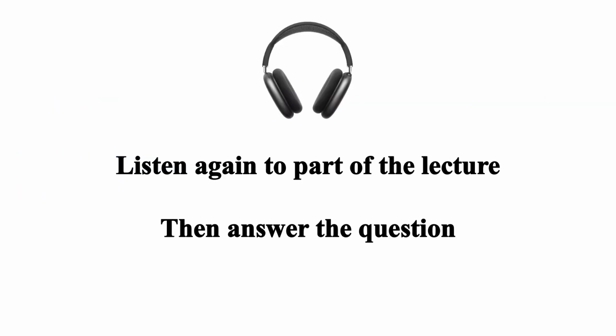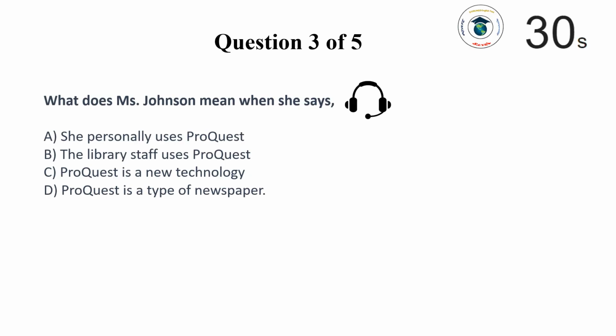Listen again to part of the lecture. Then answer the question. Yep, it's easy. We use something called ProQuest. It has lots of newspapers and magazines. We can type in your keywords and pick a date range. Let's go check it out. What does Ms. Johnson mean when she says, We use something called ProQuest.